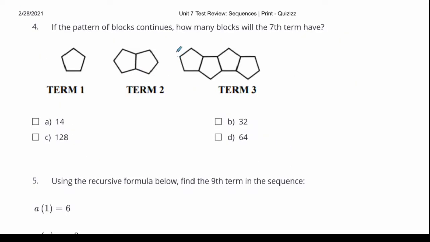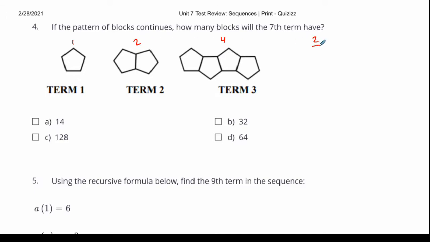Page 2. Number 4, if the pattern of blocks continues, how many will the 7th term have? So I have 1 block, 2 blocks, 1, 2, 3, 4 blocks. Okay, so are we adding or are we multiplying here? 1 plus 1 is 2. 2 plus 2 is 4. I'm not adding the same amount, right?